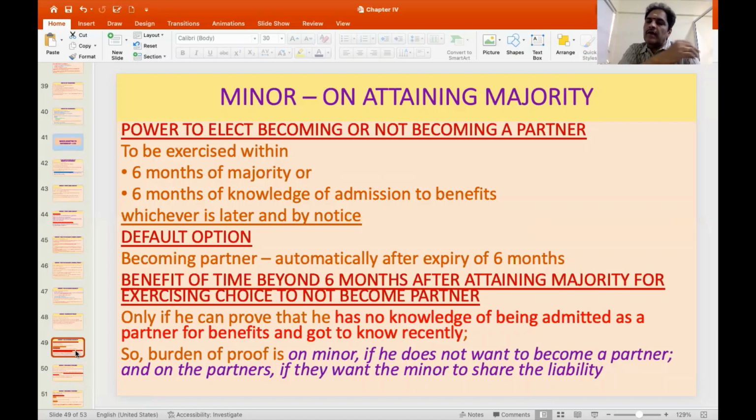The other consequence of this fellow becoming a partner is that the liability will be distributed amongst the minor also. So the personal liability also will start if he becomes a partner. To spread the liability, the partners in the existing firm or third parties would want him to be brought into the partnership firm, in which case they will have to prove that he already knew about it, but he has not exercised his choice. So the default option of him becoming a partner has to operate.